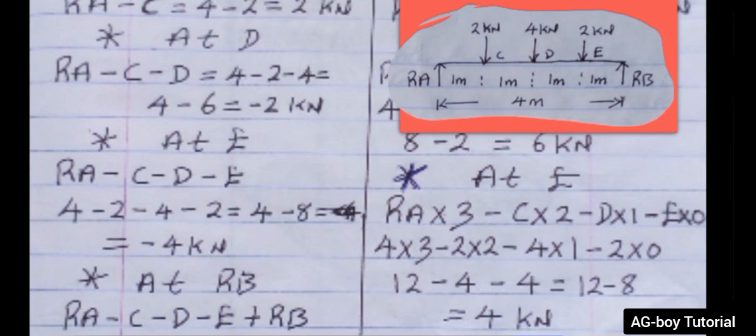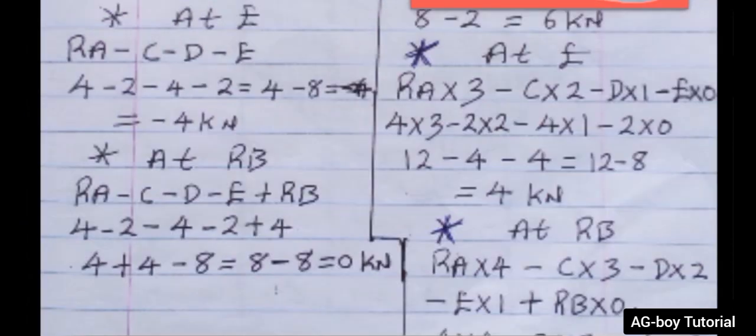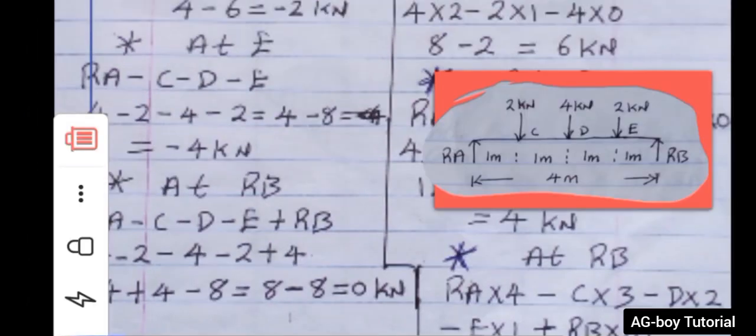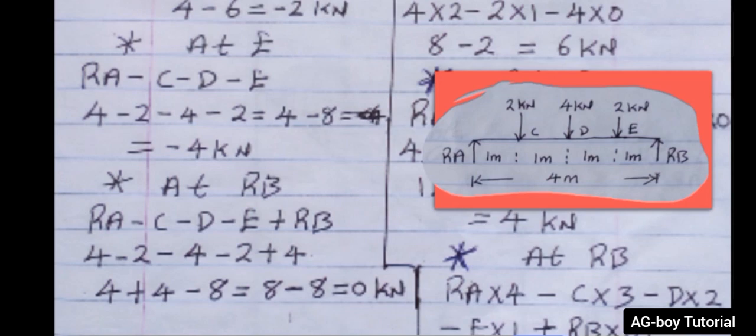Then at RB we have what? At RB, RA minus point C minus point D minus point E, then plus RB. So look at them here.